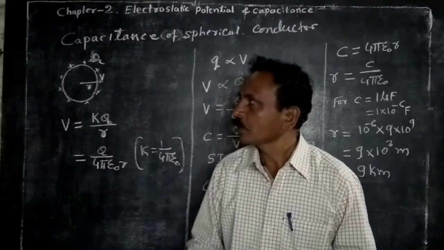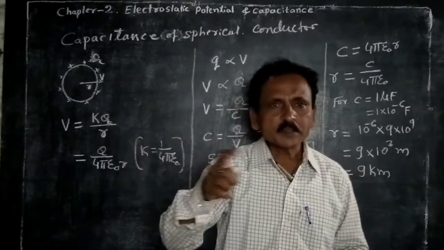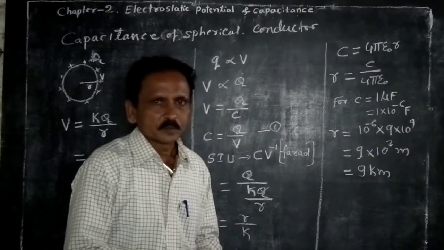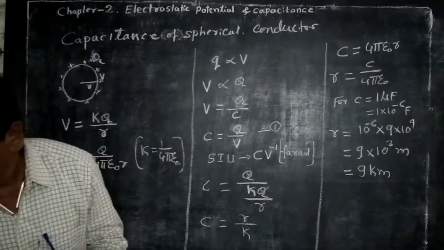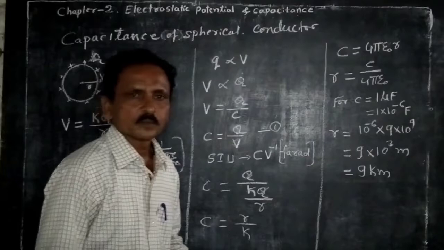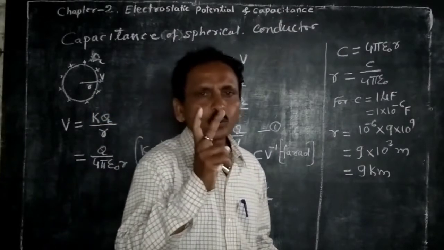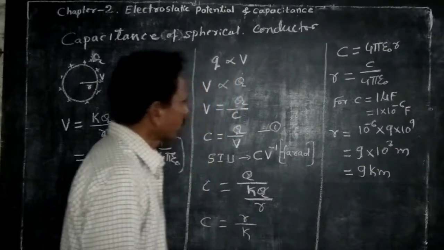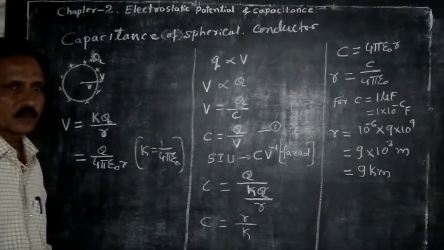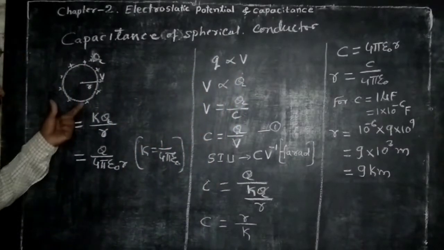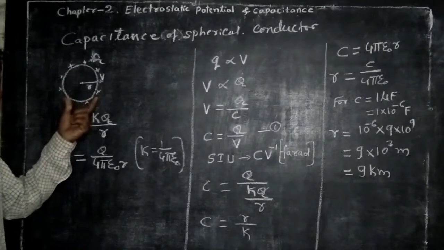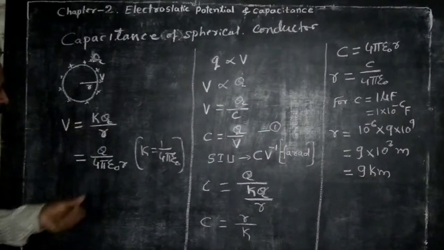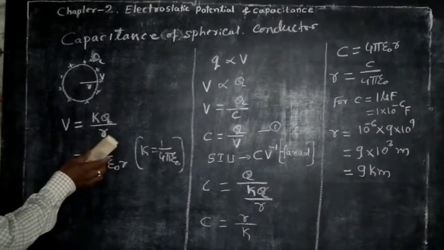Hence, capacitors are built, and a capacitor consists of two identical conductors separated by a certain distance, and the space between the two conductors filled with a dielectric medium. Note down this.